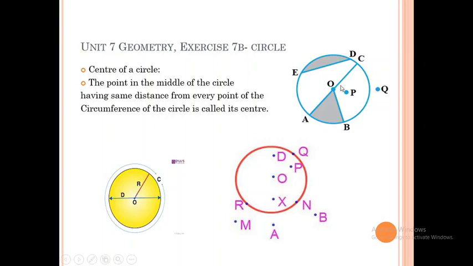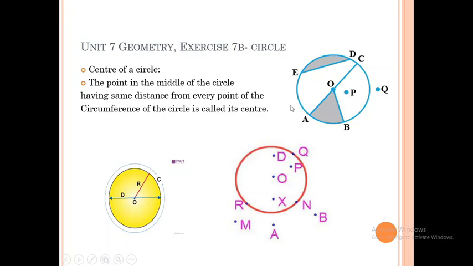See here, O is the center of the circle, not the P. Here you can see none of the points is showing the center of the circle, because D, P, O, X, none of them is the center. Here you can see this O is the center of the circle. Here this O is the center, not the P.